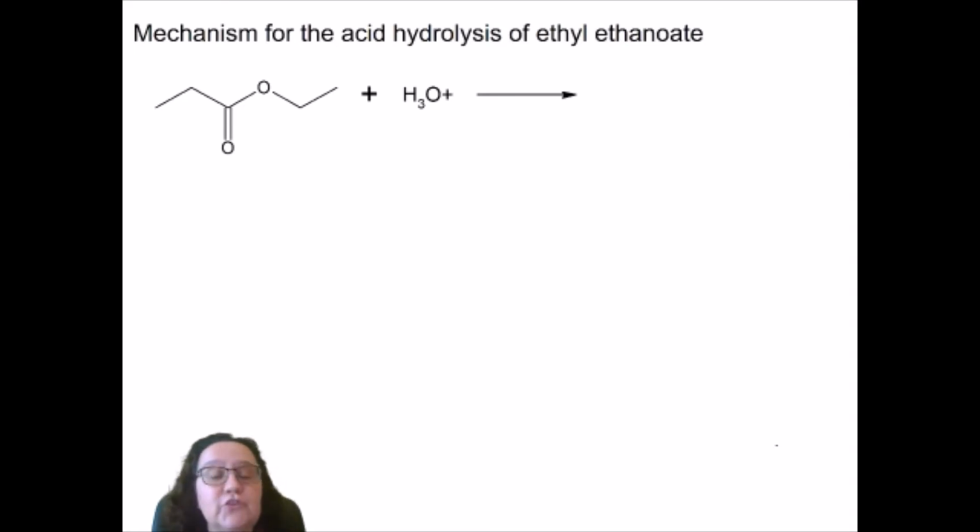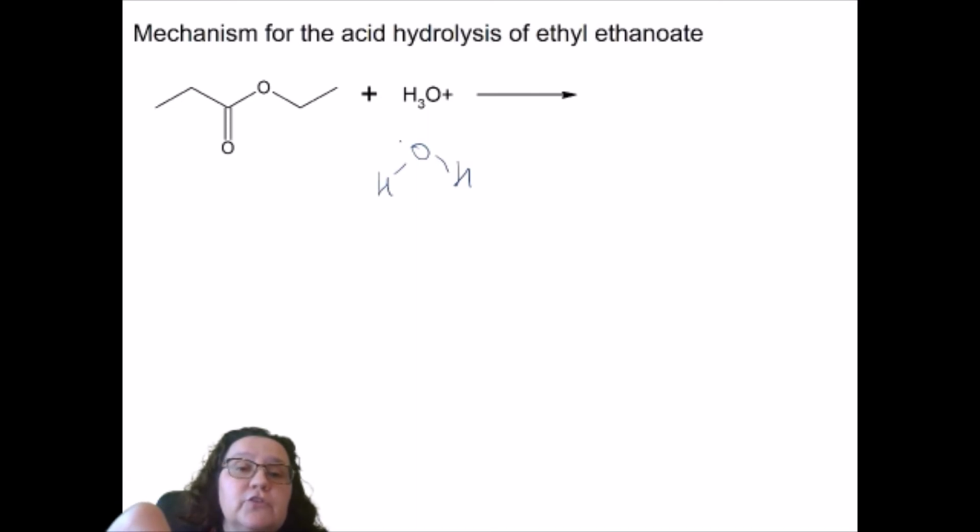Hopefully you stopped the recording and had a go at proposing a mechanism for the acid hydrolysis of ethyl ethanoate. Now I need to think carefully what's going to be my nucleophile in this case. In the previous case, when we were looking at the basic hydrolysis, the nucleophile was the hydroxyl ion, OH-. In this case, my nucleophile is going to be a molecule of water. It cannot be the hydrogen ions, that oxygen is protonated, it's not a nucleophile, but molecules of water will be my nucleophiles.